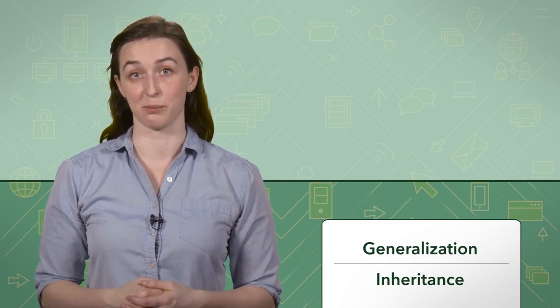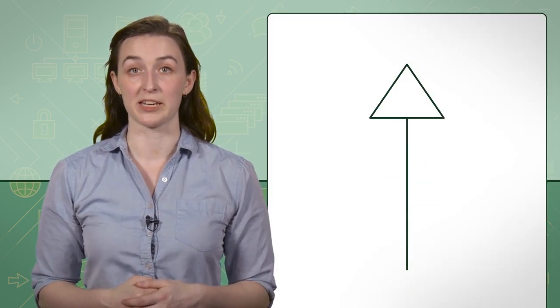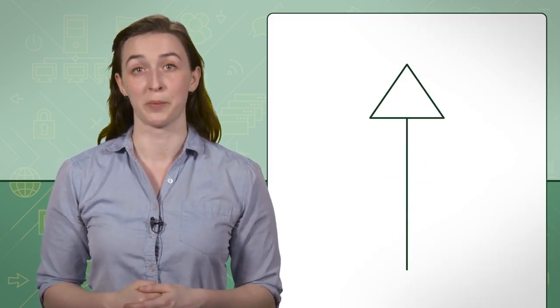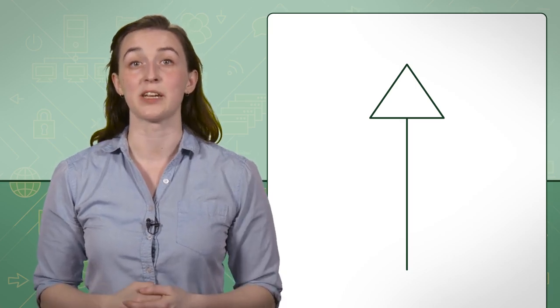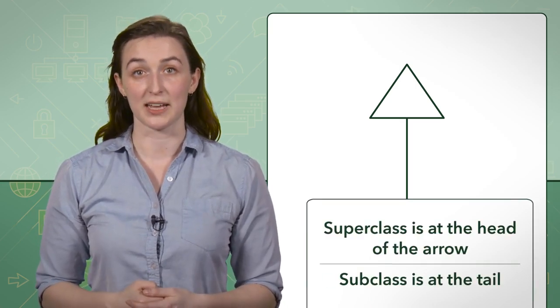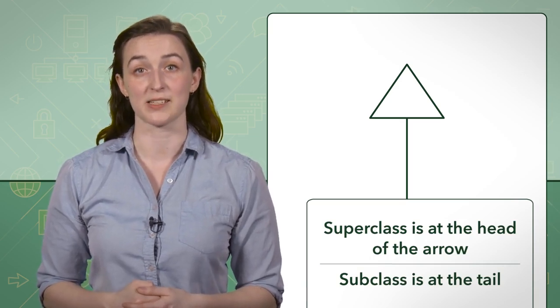Like the other design principles, UML will let you model generalization and inheritance of the classes in your system. Showing inheritance is very simple in a UML class diagram. You simply connect two classes with a solid lined arrow. This indicates that two classes are connected by inheritance. The superclass is at the head of the arrow, and the subclass is at the tail.